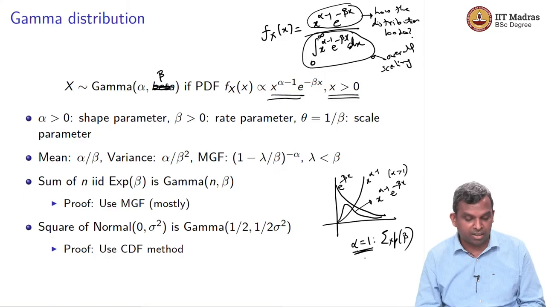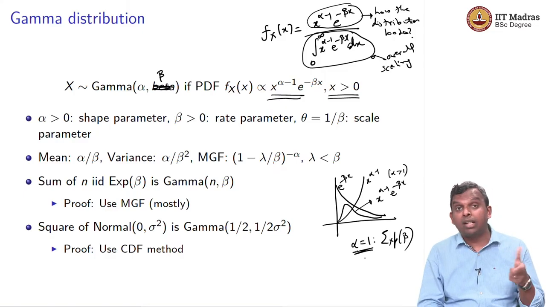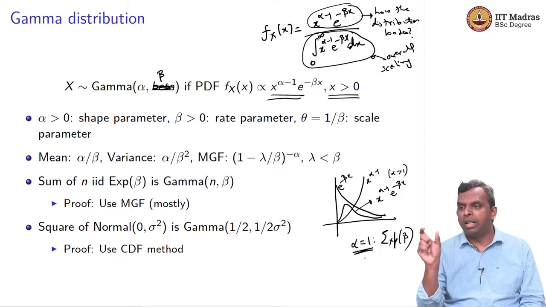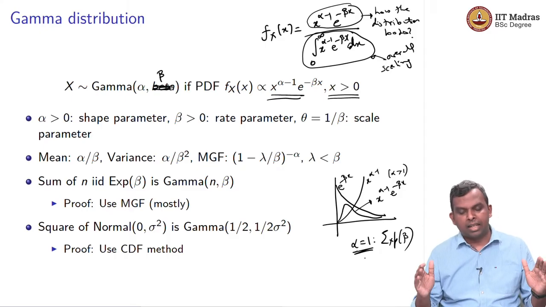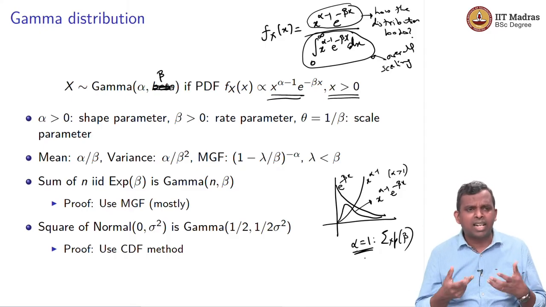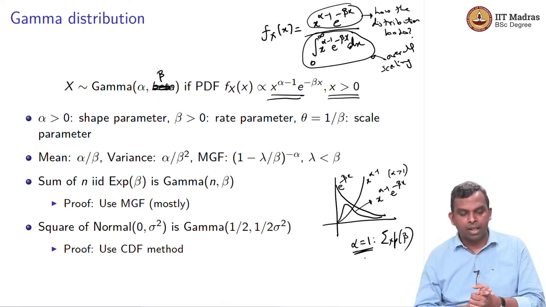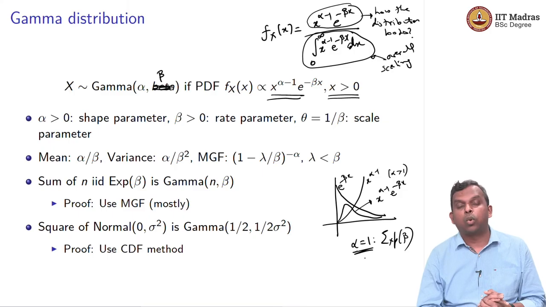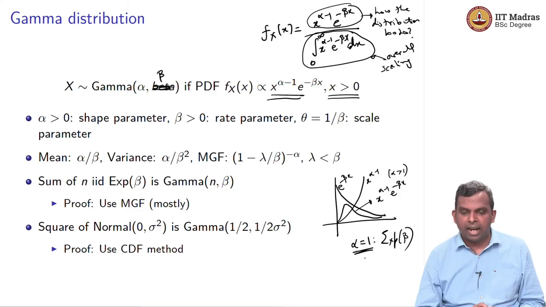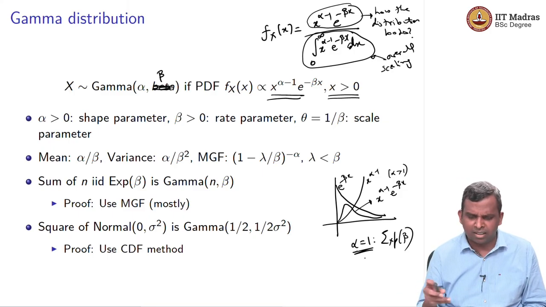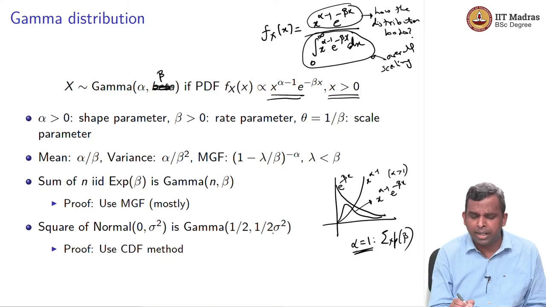Here's another very interesting property. If you square the normal distribution, you take a normally distributed random variable and then you square it. When you square a random variable, it becomes positive, right? It cannot go negative. So it's only positive. And it turns out the square is a gamma distribution. And the parameters are a bit crazy. It's a lot of one half and 1 by 2 sigma squared.